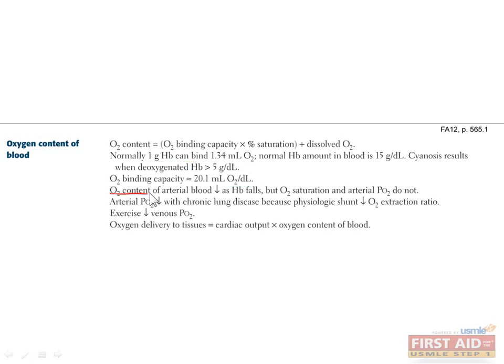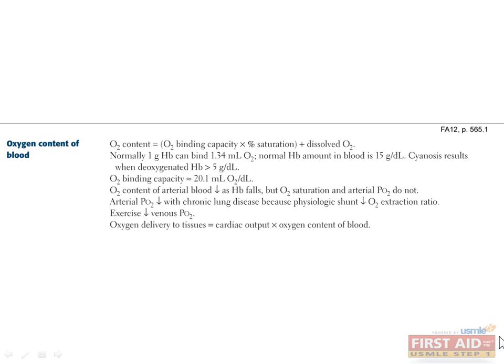It's significant to know that the oxygen content of arterial blood decreases as hemoglobin falls. However, oxygen saturation and arterial PO2 do not. Now, chronic lung disease, like pulmonary edema, can decrease arterial PO2, and exercise can decrease venous PO2 even if you had a normal arterial PO2. Knowing the oxygen content carrying capacity of the blood is particularly important when you need to decide when to transfuse a patient.